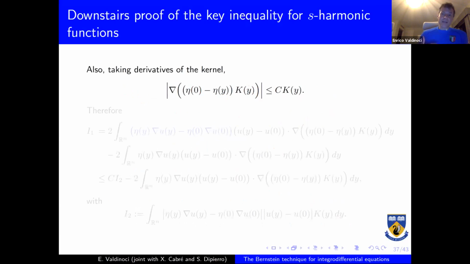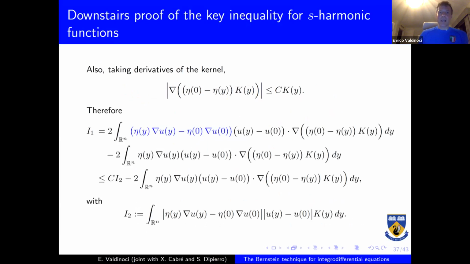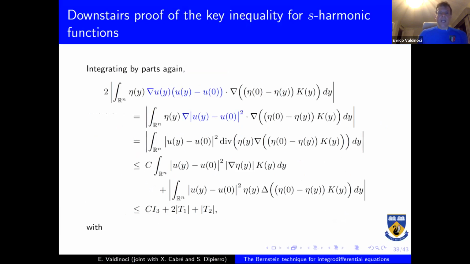Now you take advantage of the fact that the kernel is in L2, or at least the first derivatives behave well, and you compute the gradient of the kernel, which came from the integration by parts, and you reabsorb the gradient of the kernel into the kernel itself. So if you do this, you have I2, which I wrote here, and this unpleasant term that stays. So again, you want to integrate by parts.